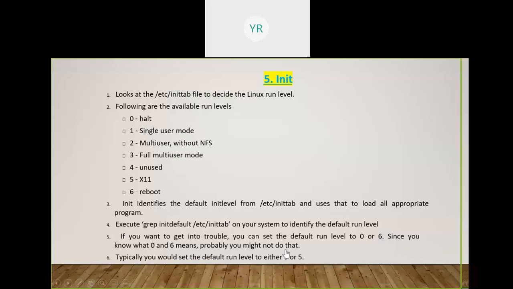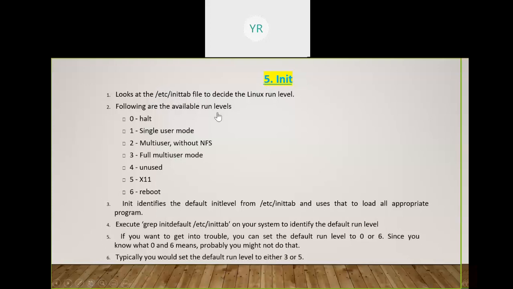Generally our run level is 3 or 5, but for the practice session we will use 5. You can use 3 also. In real time, only 3 is allowable. That is the fifth stage, the init stage. What init will do is load the run levels. Which run level to load is given in this file, the /etc/inittab file.